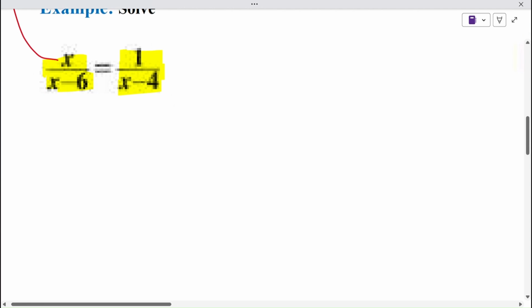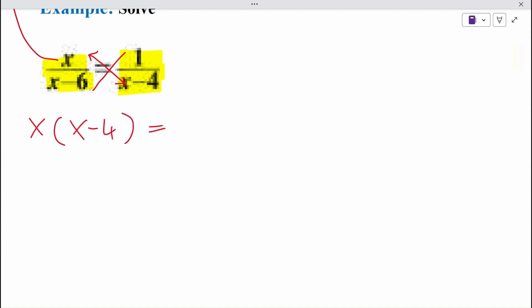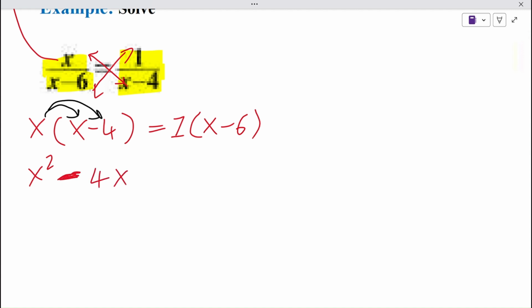This term multiplied by this term: x multiplied by x minus 4, is equal to this term multiplied by this term, which is 1 times x minus 6. Okay. Now let's distribute this x into the brackets. x times x is x squared, minus x times 4 is 4x, is equal to 1 times x minus 6, which is x minus 6.